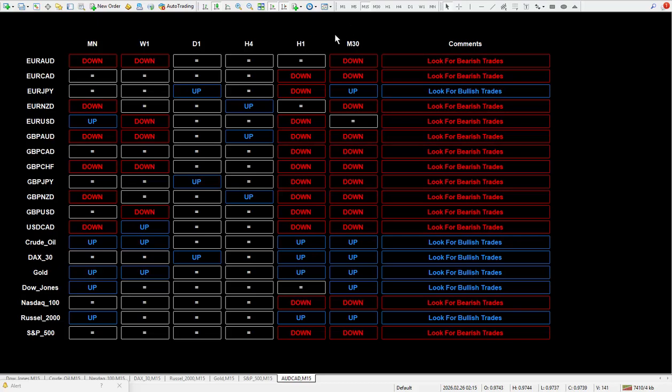Now here is the daily trade plan. It's an expert advisor running in real time, as I mentioned. And of course, it's analyzing from the monthly right down to the 30 minutes after a bunch of calculations. In the comments here, it'll say, look for bearish trades, bullish trades. It doesn't say at the moment here, but sometimes it'll say preferred and sometimes it'll be just in white, like it's running a little bit flat, no clear direction.